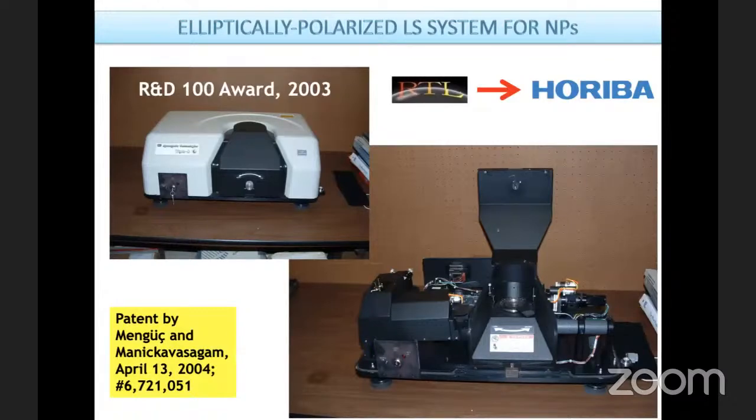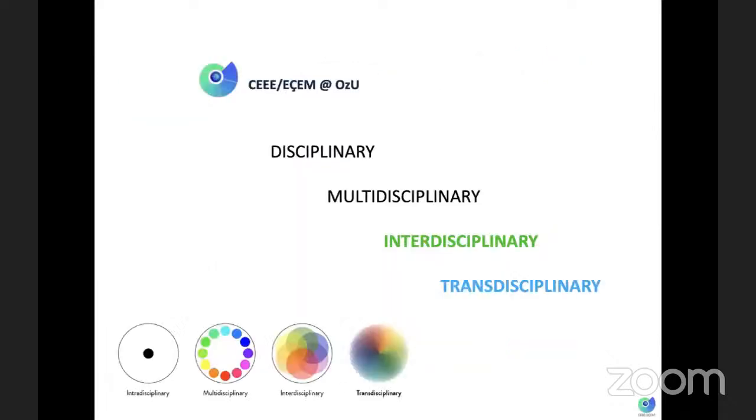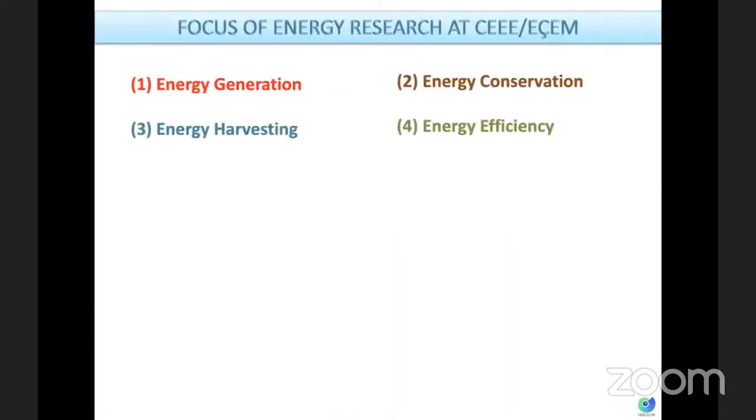But today's problem is a little bit beyond it, because we would like to look at the big picture at the center and then see the societal impact, which brings us to multidisciplinary problems, and then to interdisciplinary and transdisciplinary problems, where we begin to see human behaviors, not rational, but irrational human behavior, and how we can include it in buildings and other industrial problems where we can really use less energy for the same work.